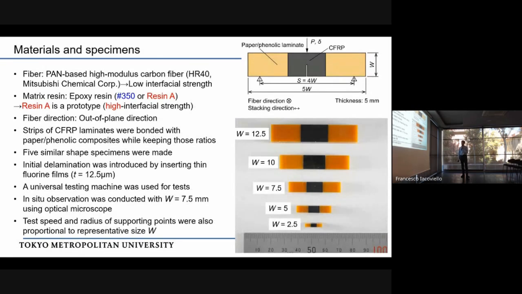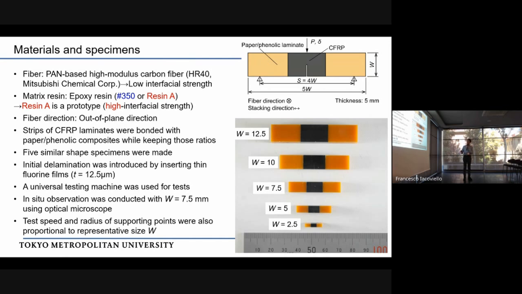This slide shows the materials and specimens. We used carbon fiber reinforced epoxy for this study. The fiber is polyacrylonitrile-based high modulus carbon fiber, and it is known that high modulus fiber has low interface toughness. So it is very important to evaluate the fracture process for high modulus carbon fiber.